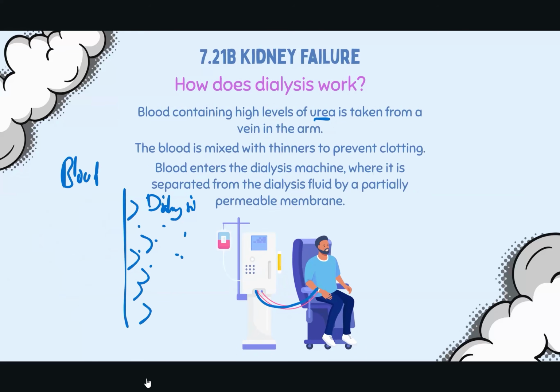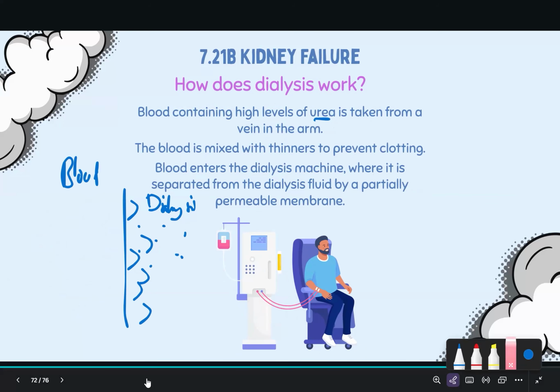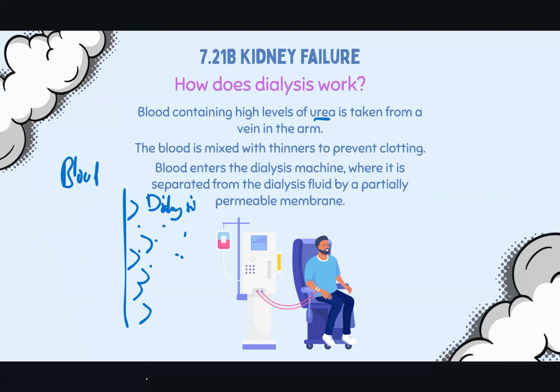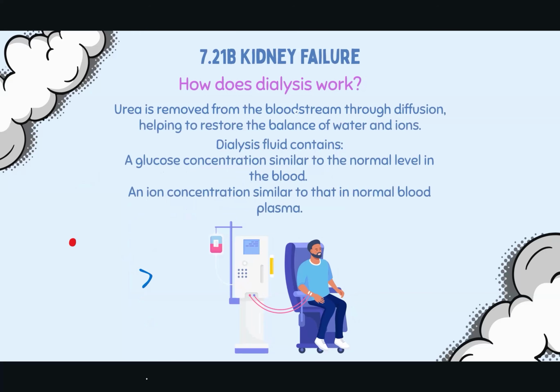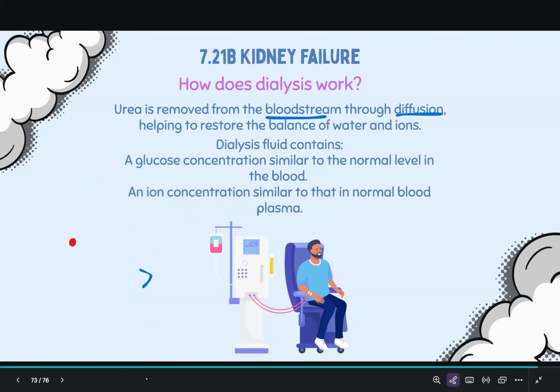Now, the reason why the concentration of ions is kept the same is so that when the blood goes back through this second tube, it goes back with the same amount of sugar, same amount of ions, same amount of all the good stuff that was needed. But it comes back with no urea or less urea. In other words, all the poisons and toxins are removed from the blood. So urea is removed from the bloodstream through diffusion, helping to restore the balance of water and ions.